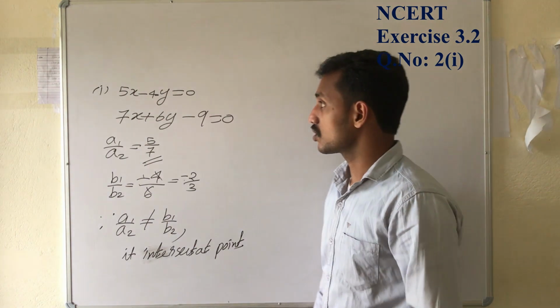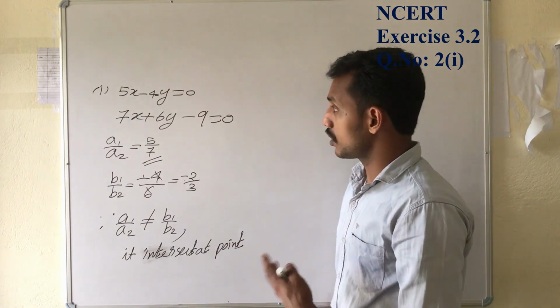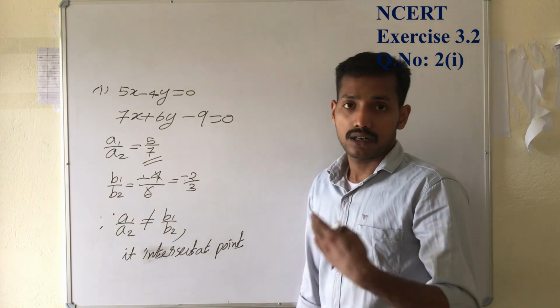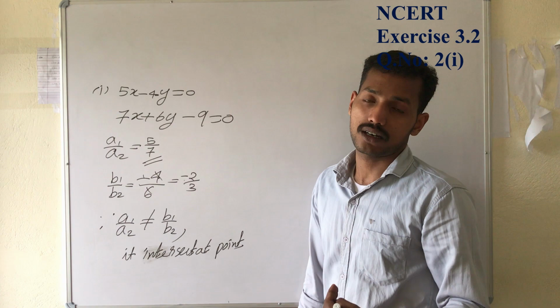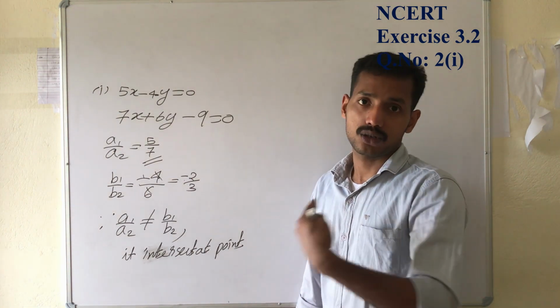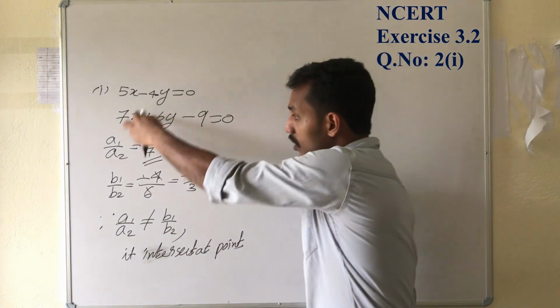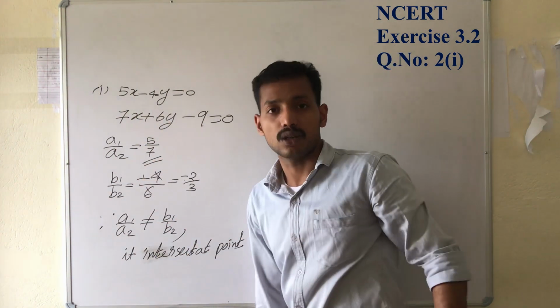Similarly, some other questions are also given like that: on comparing the ratios a1 by a2, b1 by b2, c1 by c2, find which of the following equations are inconsistent or consistent. Find out which of the following equations have a unique solution, exactly one solution. So all these questions are based on this concept. You can solve them in a similar way.